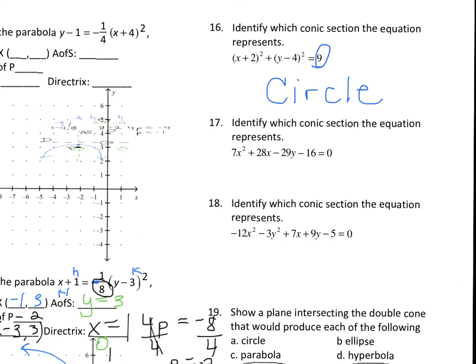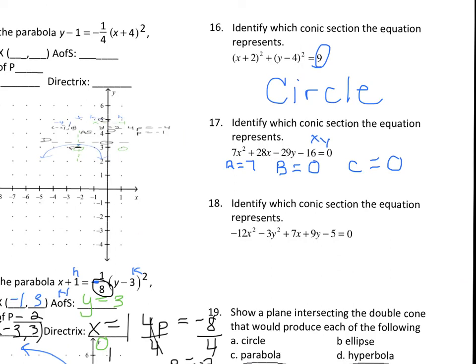So we need a, that's next to the x squared. A is 7. We need b, that's next to the xy term. Do you see any xy's? I don't, so that means b is 0. And then we need what c equals. C is next to the y squared term, and I don't see any of those.